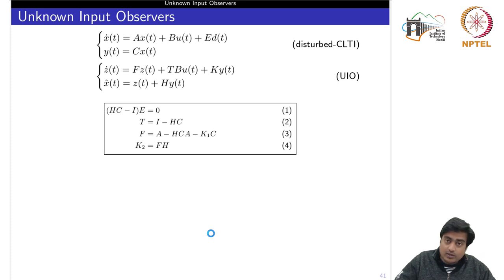We will summarize all the results later on, in this slide. So given this plant which has an additional disturbance term, we have designed this UIO ensuring that the solution of these equations exists, where the key matrix is the H matrix. Depending on the H matrix, the further three matrices could be computed. Okay, the Hurwitzness of this F matrix is a separate part which we will see now.